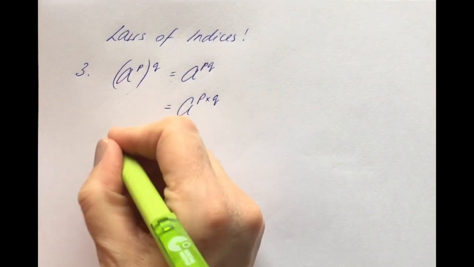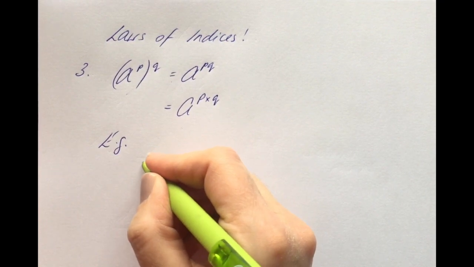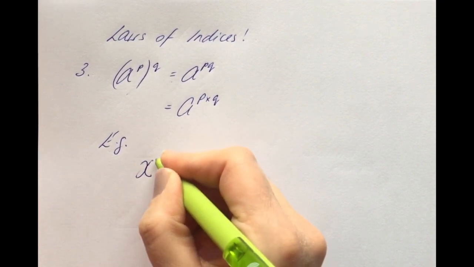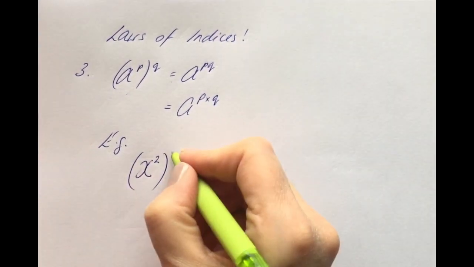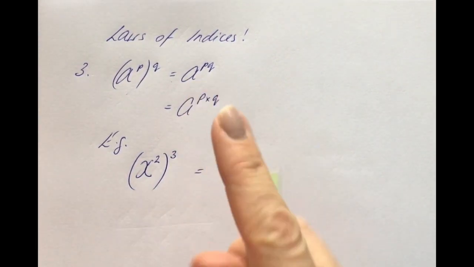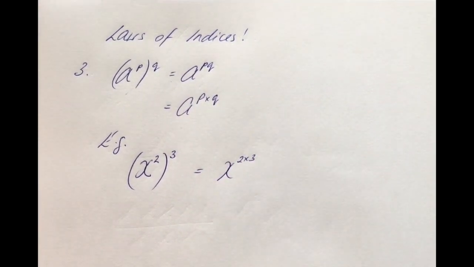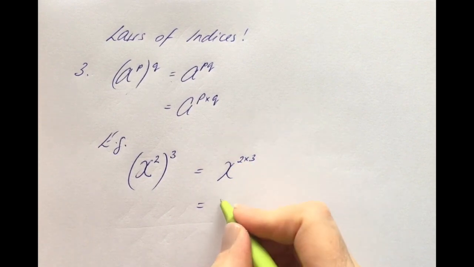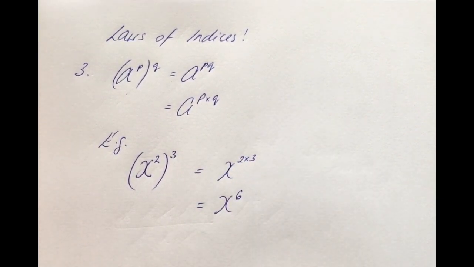So now let's take a look at this again in a clear example. Let's say you have x squared all to the power of 3. So x squared all raised to the power of 3. Now what this law is saying is that's going to be equal to x to the 2 times 3. And 2 times 3, of course, is 6, so it's equivalent to x to the power of 6.